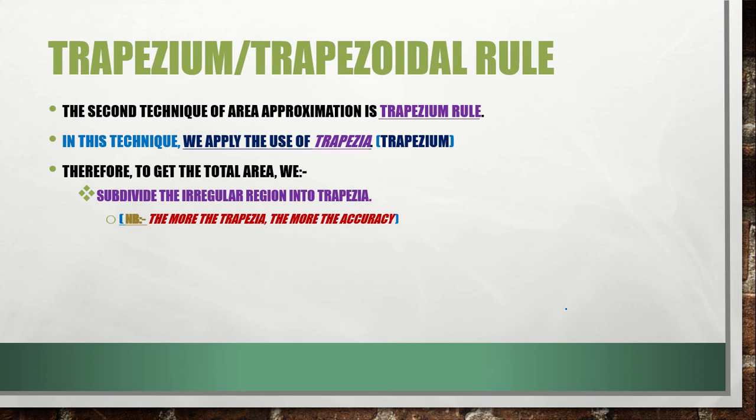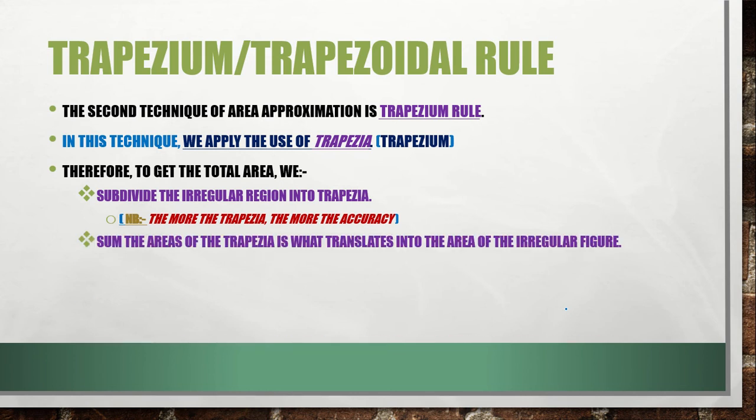the higher the accuracy, so that you minimize the areas that are left out because you cannot draw trapezia in them. And then after getting the area of each trapezium, you sum up the areas of the trapezia, and that will translate into the area of the irregular figure. So basically it will be the total area A1 plus A2 and so on up to An. n simply means the total number of trapezia that you'll have. So the area A1, for example, A2 or An, is basically the area of each trapezium.